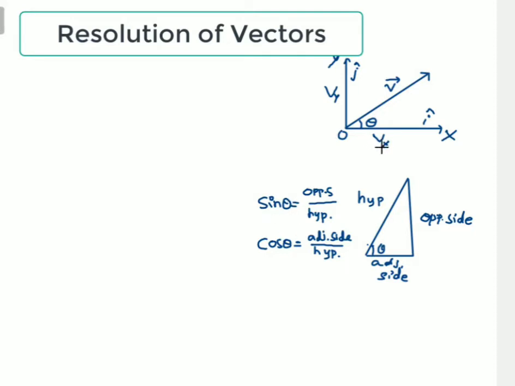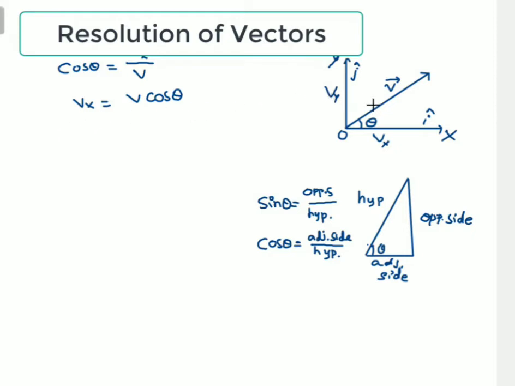So here Vx is adjacent to this theta. Based on this, if I apply cos theta for this figure, cos theta is equal to adjacent, which is our Vx, by our hypotenuse, which is our vector V. I am writing in terms of V only, not in the form of scalar. So further, Vx is equal to V cos theta.